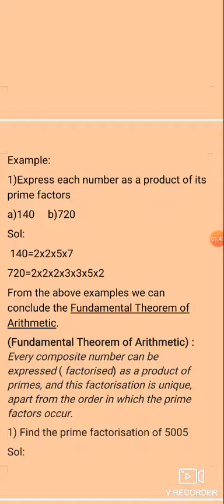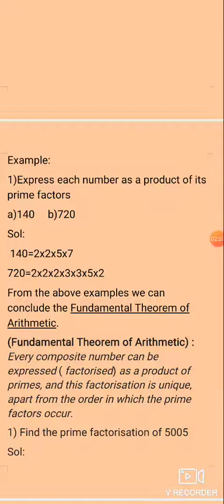Now same as when we consider the number 720. Which one is the prime factors of 720? 2 into 2 into 2 into 3 into 3 into 5 into 2. Just we can check it. 5 into 2 is 10. Now 2 into 2, 4. 4 into 2, 8. Then 3 into 3, 9. 9 into 8 is equal to 72. 72 into 10 is equal to 720. So the prime factorization of 720 is 2 into 2 into 2 into 3 into 3 into 5 into 2.